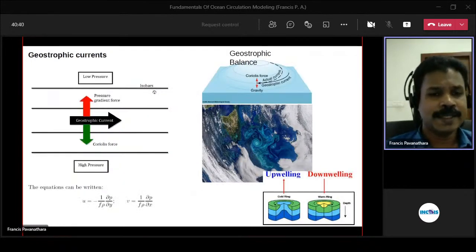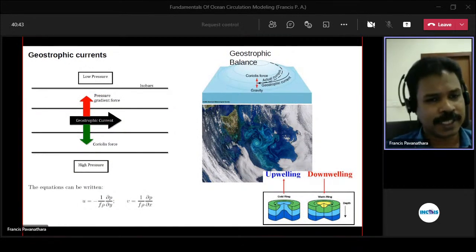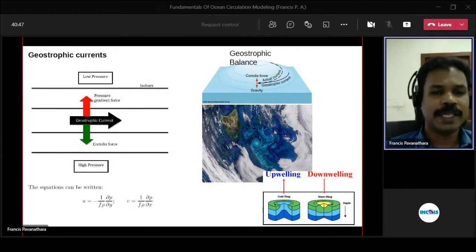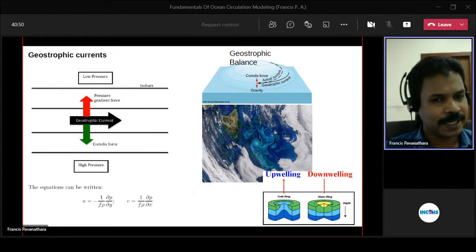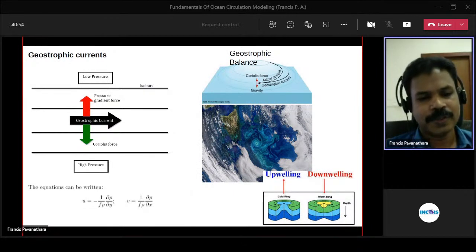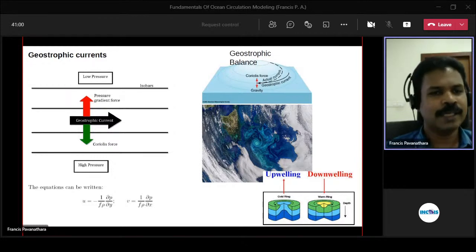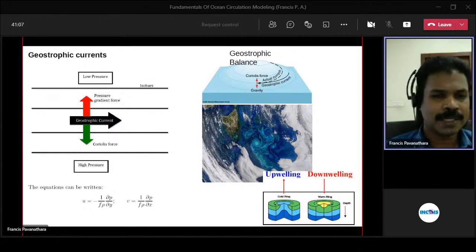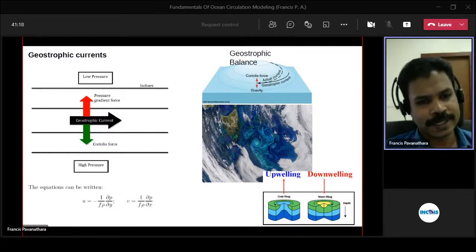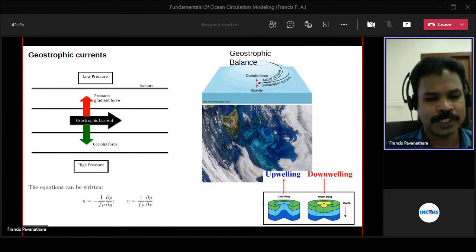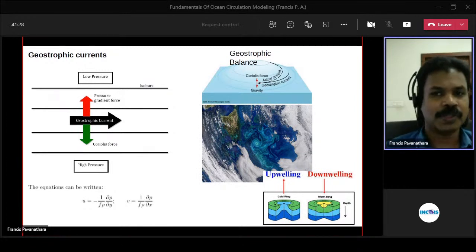The next one, again a refresher, is geostrophic currents. A pressure gradient can come from a gradient in density or a gradient in the surface elevation. In any case, if you have a gradient in the surface pressure, then that can set up a flow. Again, the water mass will flow from the high pressure area to the low pressure area. But when it happens, it is influenced by the rotation of the Earth. Then the Coriolis force comes into the picture, it takes a turn, and there will be a balance. If these are the two important forces, then the balance is called the geostrophic balance.